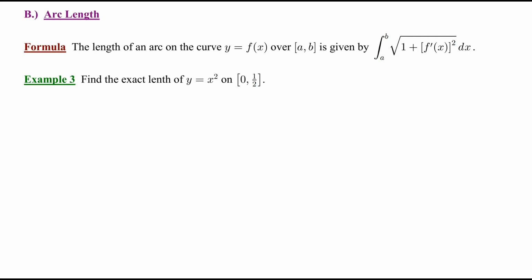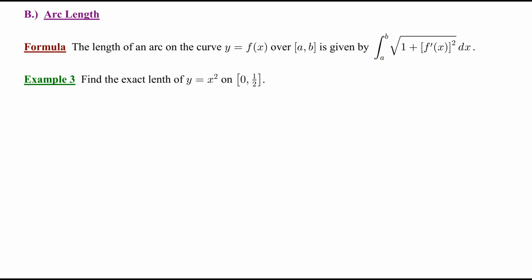Now let's consider another application which requires trigonometric substitution. Part B will look at arc length. The length of an arc on the curve y equals f of x over the closed interval from a to b is given by the integral from a to b of the square root of 1 plus f prime of x squared dx. Now, you may have never seen this formula before. This is derived in your book. We're not going to take the time to derive it here, but it's an extremely useful formula that allows us to measure the linear distance on a curve between two x values.